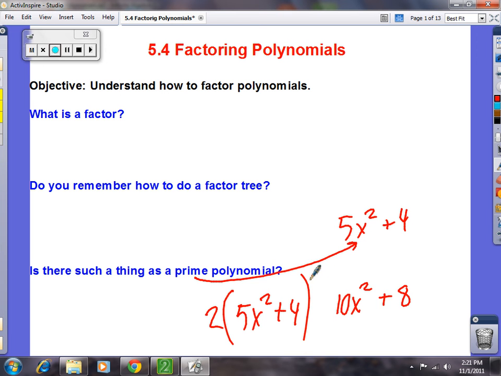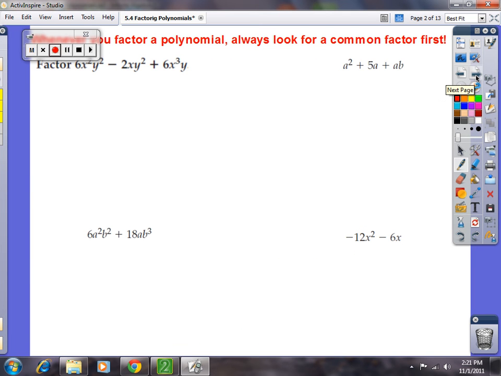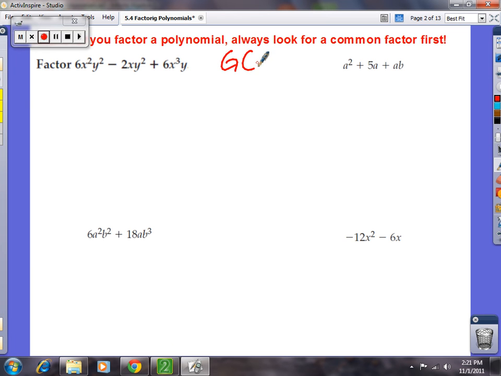This is where we're going. I'm going to give you the answer. You work backwards and give me the problem. So look at these examples right here. Factor this guy. Factoring is all about the GCF. Do you guys remember the GCF?